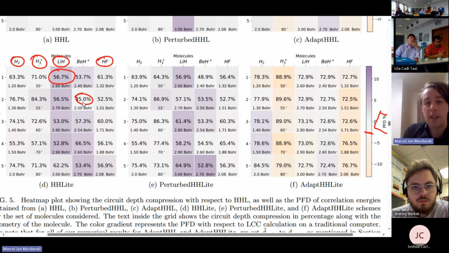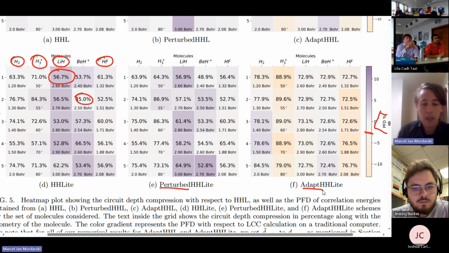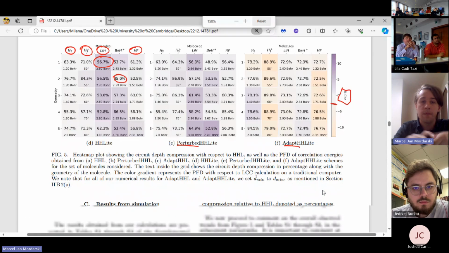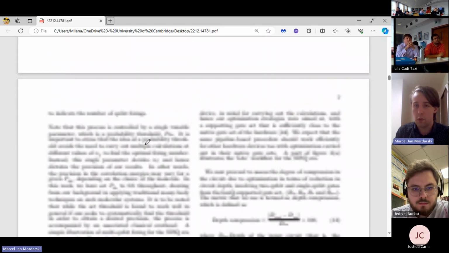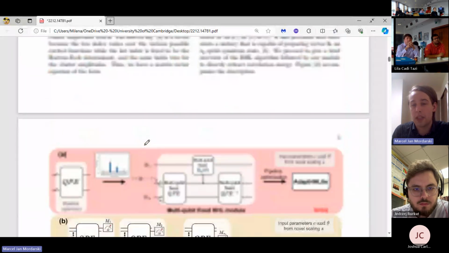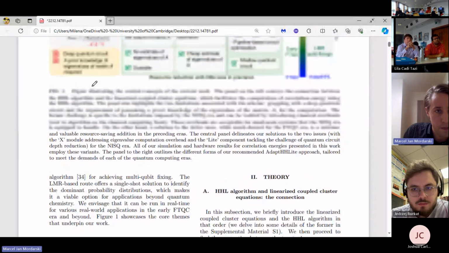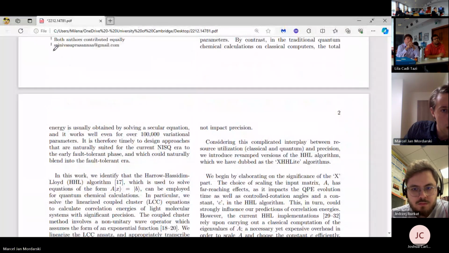So what we're going to do is to discuss these different adaptations of HHL, like perturbed HHL, adapt HHL light, and some others that they mention. And they say, well, we can actually run it on real hardware today and still get, to my liking, quite decent results. So just bear my question in mind for the end. I would really like to hear your opinion on whether this is actually useful or it is just some theoretical discussion that won't be really useful to anyone for some time.